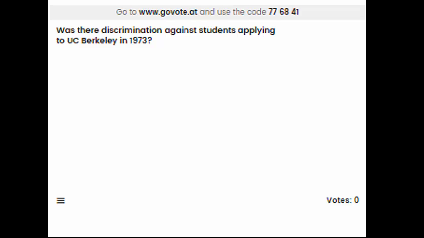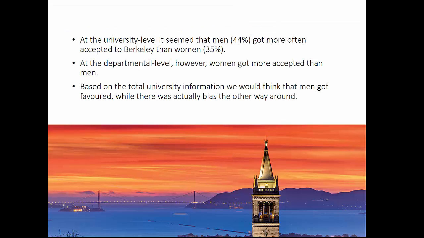And here is now the reading. We had this study at Berkeley, where at the university level it seemed that men were accepted more than women: 44% of men seemed to get accepted, while only 35% of the women did. At the departmental level, however, it was the other way around. When somebody asks you whether there is discrimination in the world and whether we should do something about it, you really need to know about this.